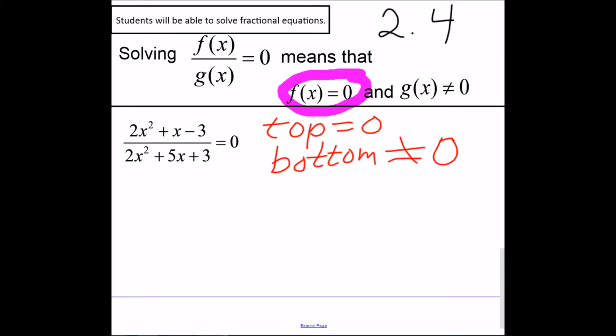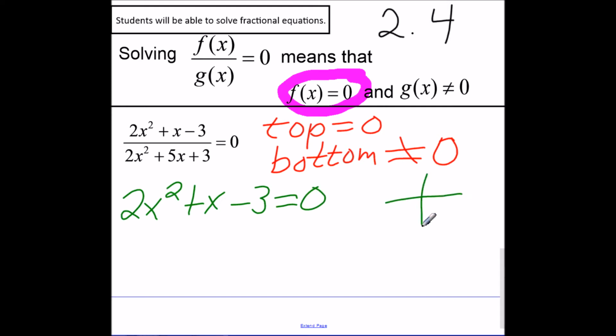So I'm going to take the numerator and set the numerator equal to 0. This is a quadratic equation. So let's see, are there factors of -6 whose sum is +1? 3 and -2. This is a factorable quadratic.